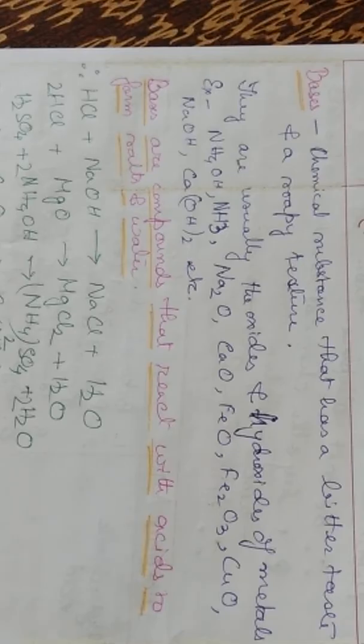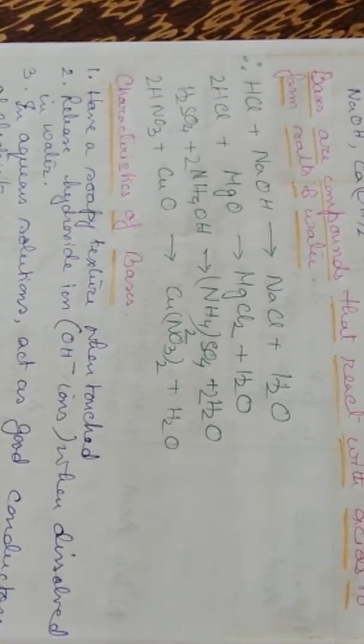Now bases are compounds that react with acids to form salt and water. This is the main definition of a base: bases are the compounds that react with acids to form salt and water. For example, HCl, that is hydrochloric acid, when it reacts with sodium hydroxide, that is a base, forms sodium chloride, that's a salt, and water, that is H2O.